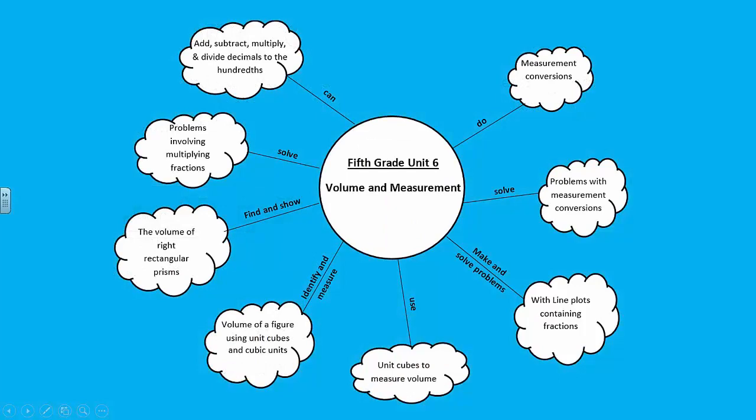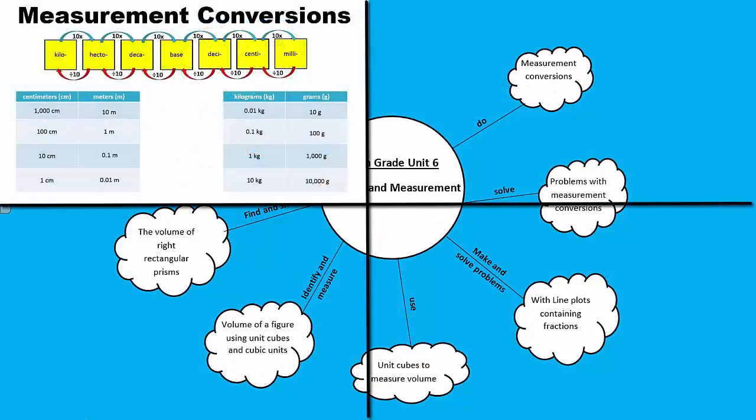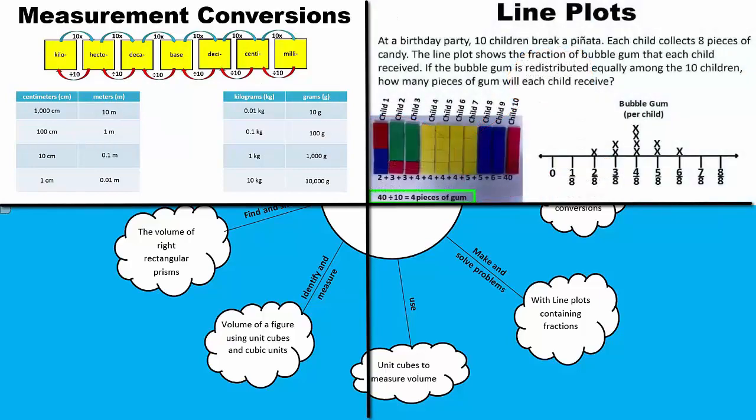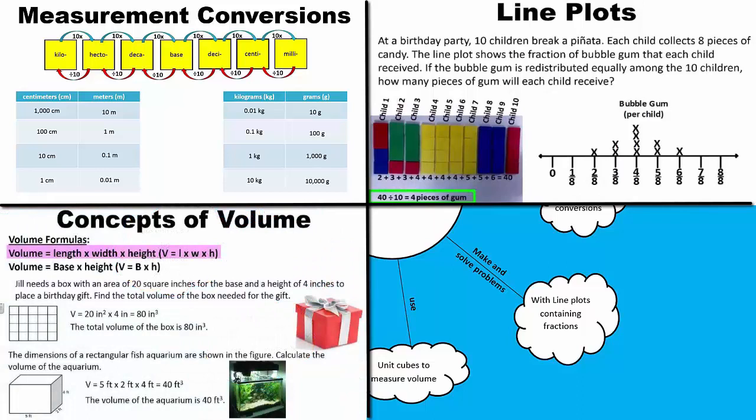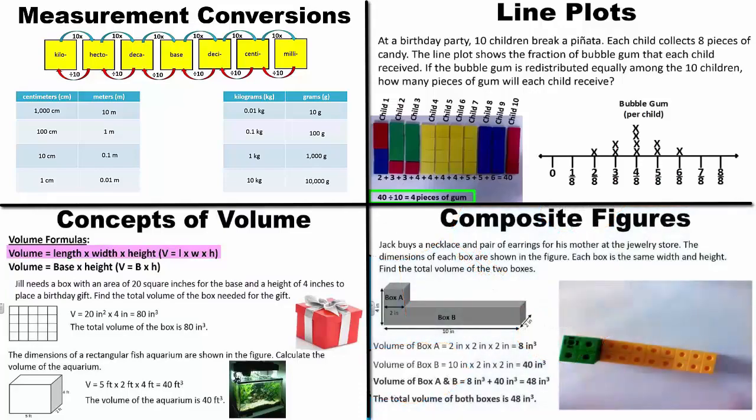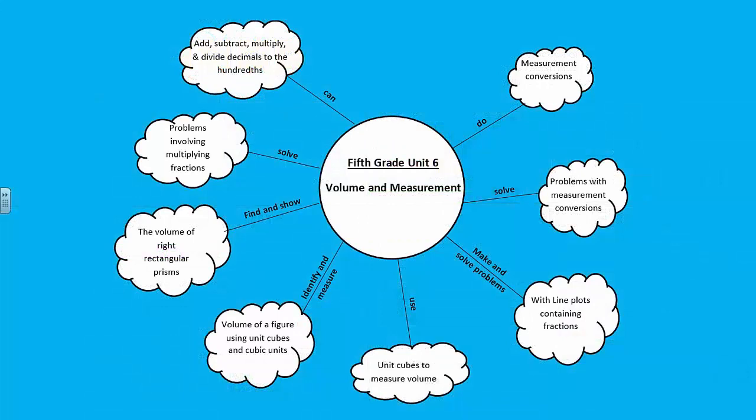In this unit, students investigate measurement conversions, solve problems with measurement conversions, make and solve problems with line plots containing fractions, use unit cubes to measure volume, identify and measure volume of a figure using unit cubes and cubic units, find and show the volume of right rectangular prisms, and apply their knowledge from previous units to solve problems involving fractions and decimals.